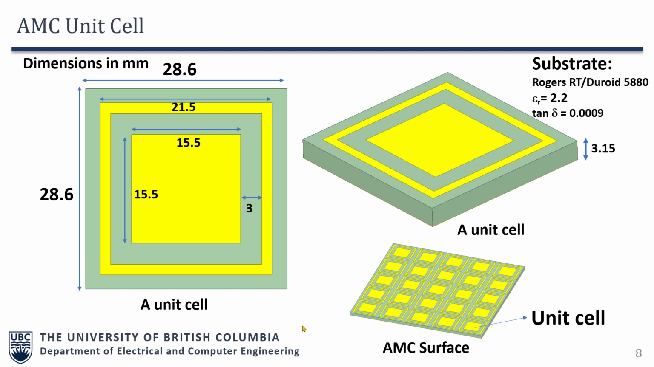This is the AMC unit cell that I'm going to design in HFSS. As you can see in this figure, we have this AMC surface consisting of various identical unit cells. And this is the unit cell, having a rectangular patch with a rectangular ring outside. And the substrate that I used is Rogers RT Duroid 5880 with a thickness of 3.15 millimeter. So let's design it in HFSS and analyze the results.